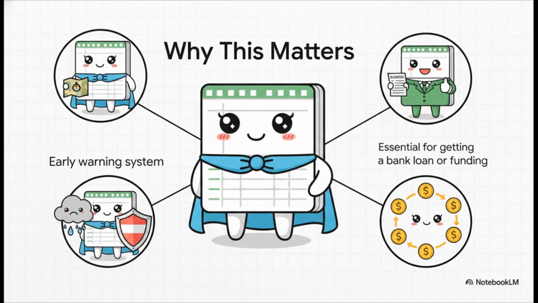Because this thing is way more than just a spreadsheet. It's your early warning system, it's the story behind your numbers that you show to a bank, it's your roadmap for long-term growth. And it's really, really important to remember, this is not a profit and loss statement. This is all about cash. Cash is the fuel in your business's engine, and this tool helps you make sure you never run out.